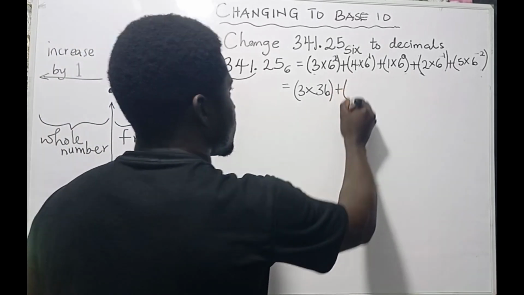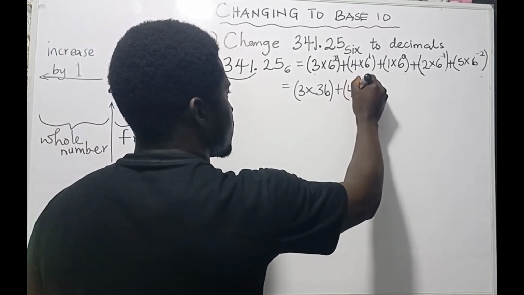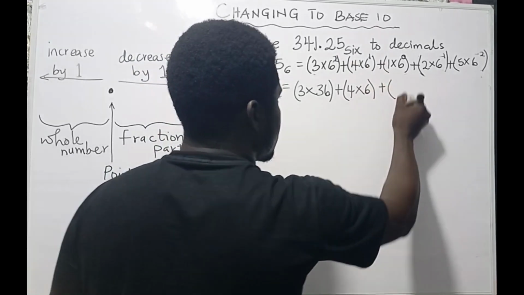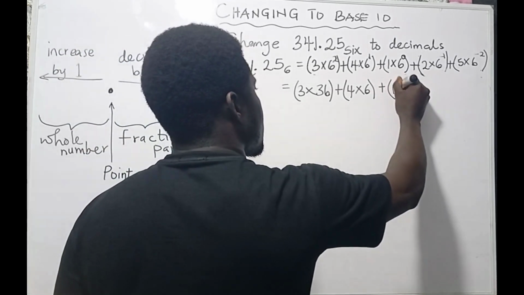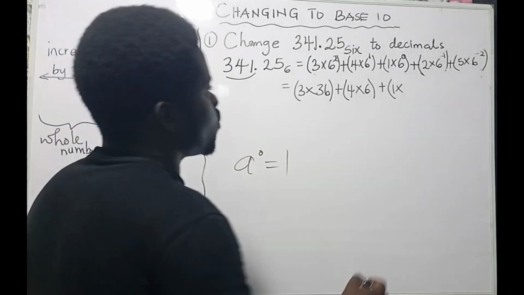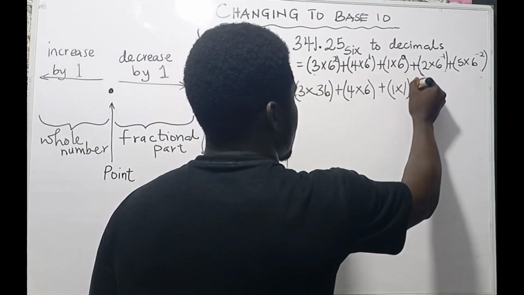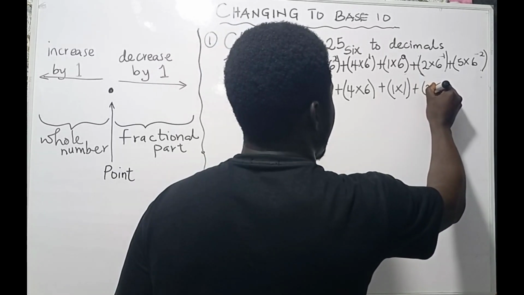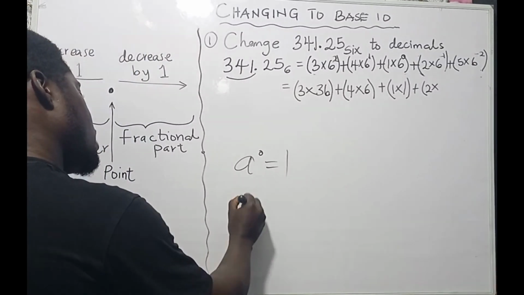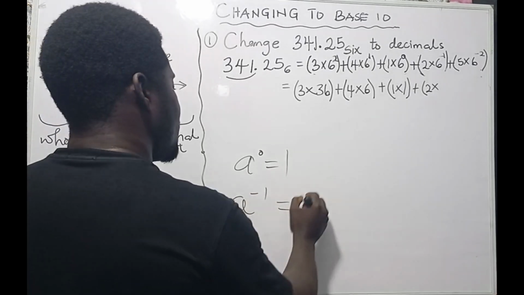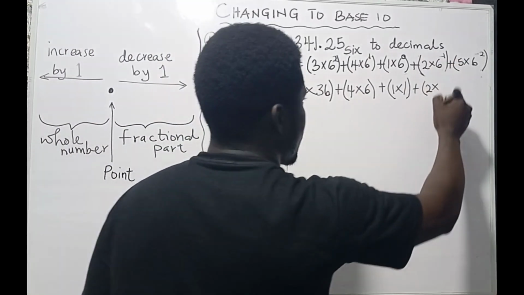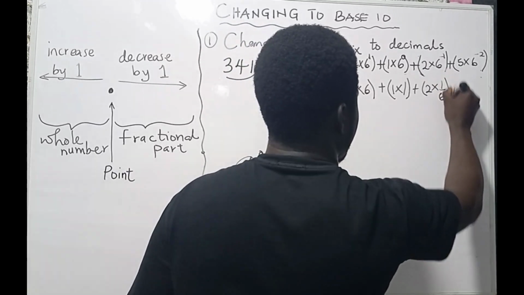Plus 4 times 6 raised to the power 1, which is 6. Plus 1 times 6 raised to the power 0. Any non-zero number raised to the power 0 is 1. So 6 to the power 0 is also 1. Plus 2 times 6 to the power negative 1. Now, according to indices, a to the power minus 1 is the same as having 1 over a. So we can rewrite this 6 to the power negative 1 as 1 over 6.